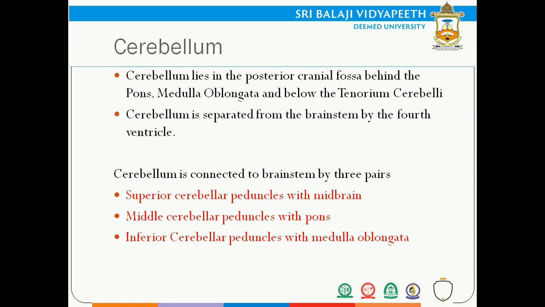So the three peduncles include the superior cerebellar peduncle, which goes to the midbrain, the middle cerebellar peduncle, which goes to the pons, and the inferior cerebellar peduncle, which goes to the medulla oblongata. To repeat once again, the superior cerebellar peduncle goes to the midbrain, the middle cerebellar peduncle goes to the pons, and the inferior cerebellar peduncle goes to the medulla oblongata.